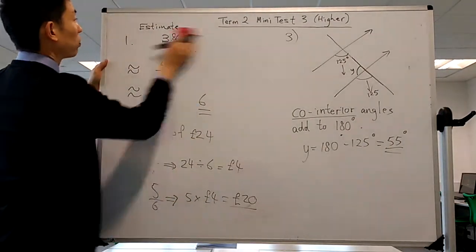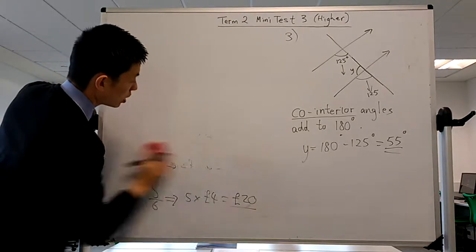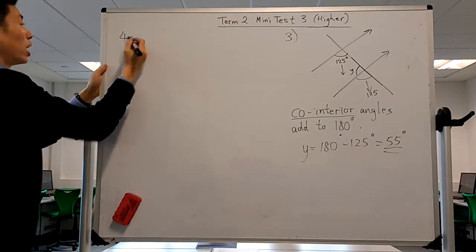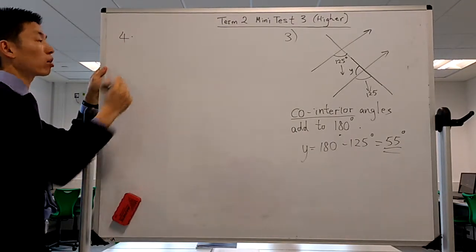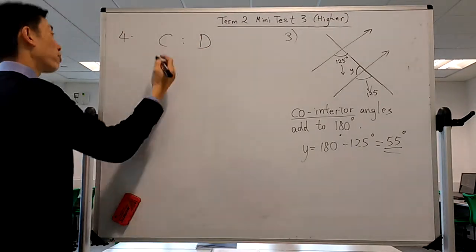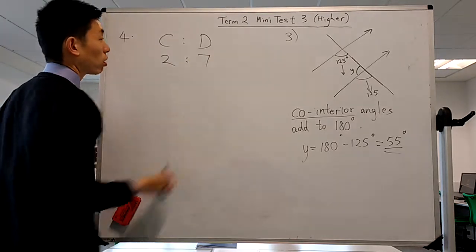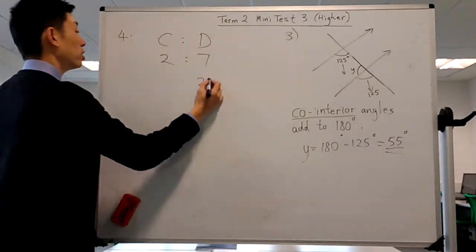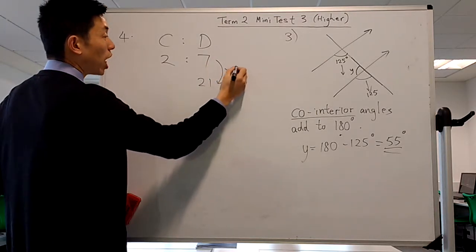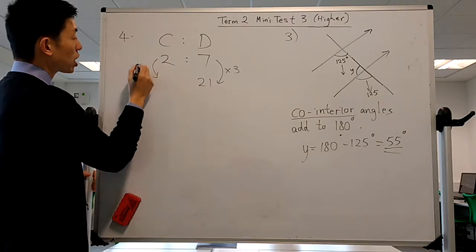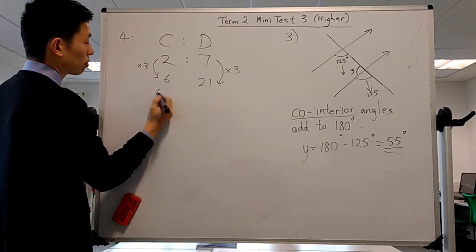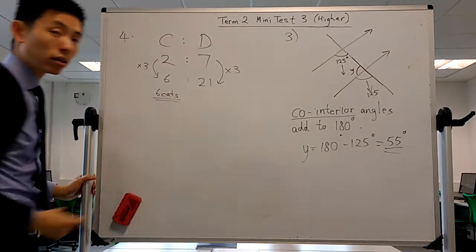Number 4. Okay, so question 4 is to do with ratio. It's cats to dogs. Okay, so it's always nice to label it first. So every 2 cats, there are 7 dogs, and this person has 21 dogs. So that means it's got 3 times more. So you do 3 times 2, and that's 6 cats. Okay, and that's what it is.